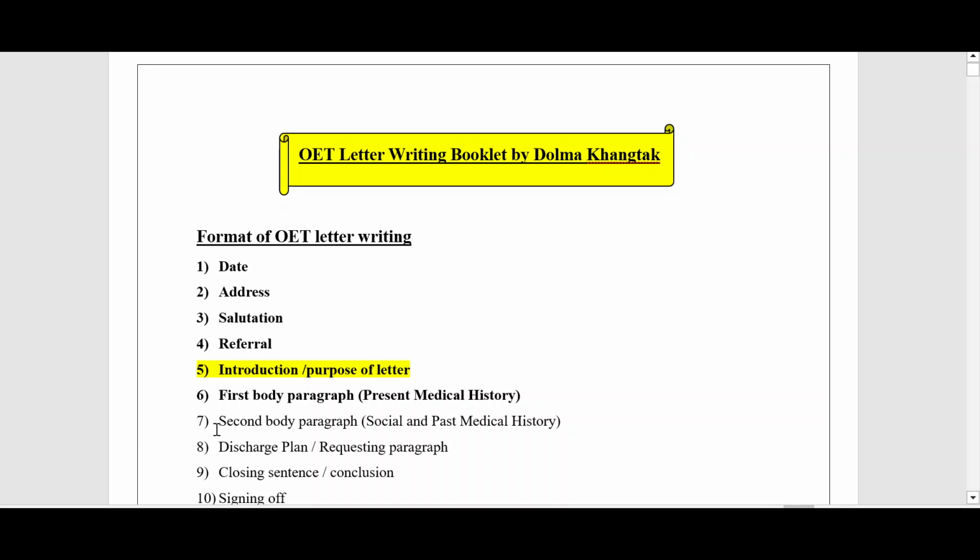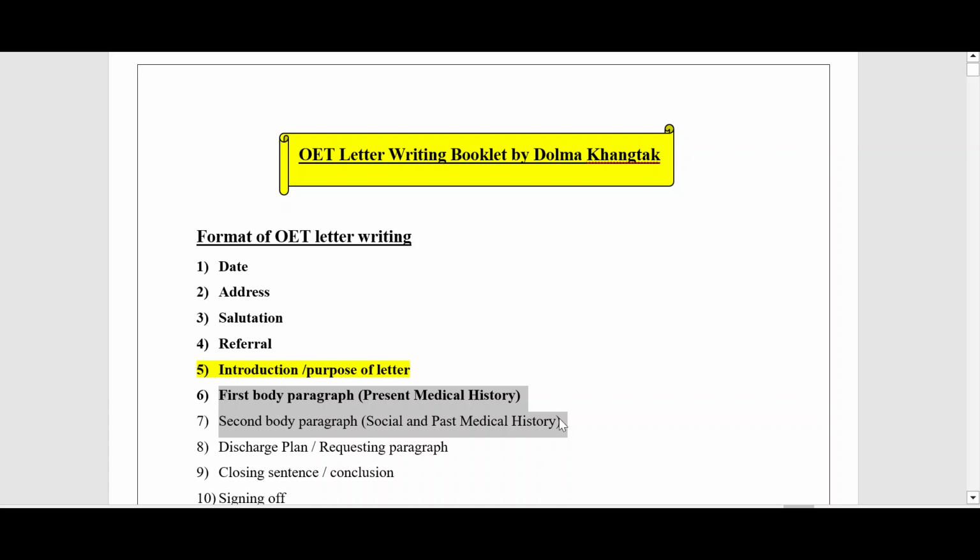So, we have finished with the second body paragraph, which consists of social and past medical history. This kind of letter structure is general and you can use it in any letter, though sometimes there will be a difference, vice versa. Now here I have kept these things. This part will not change, but in some letters, these two sections may change.